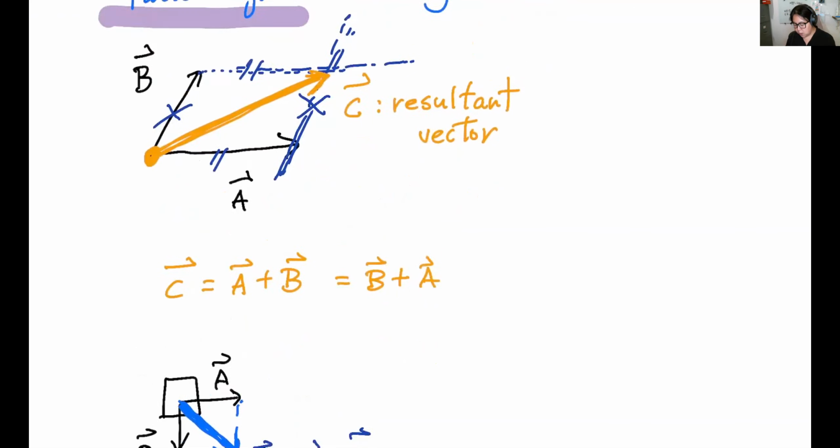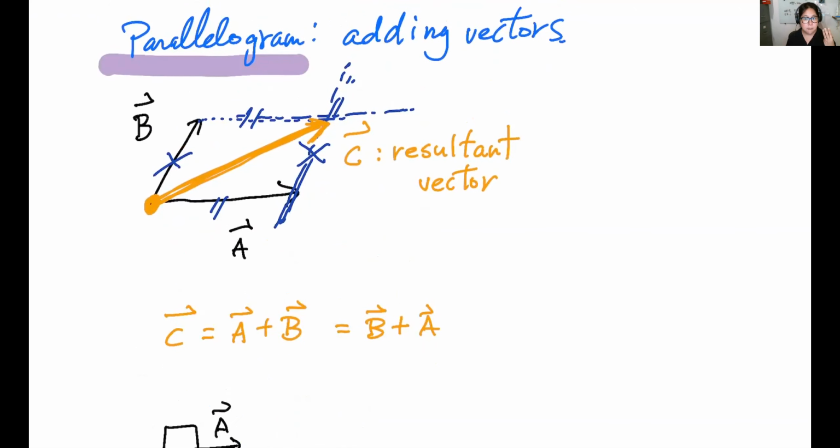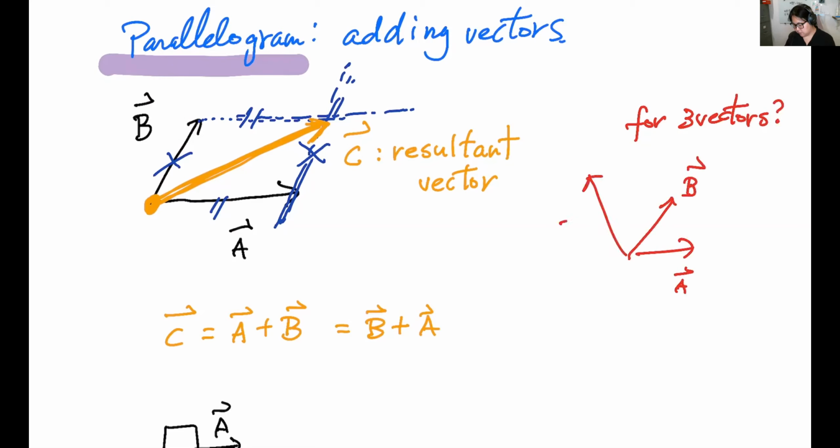What happens if you have not just two forces, but three forces, for three vectors? What happens? Let's say A, B, C. What happens when you have three vectors? You want to find probably the answer D, which is A plus B plus C.